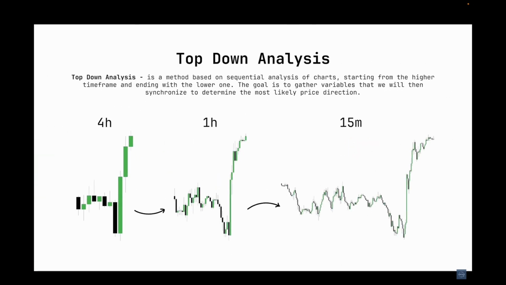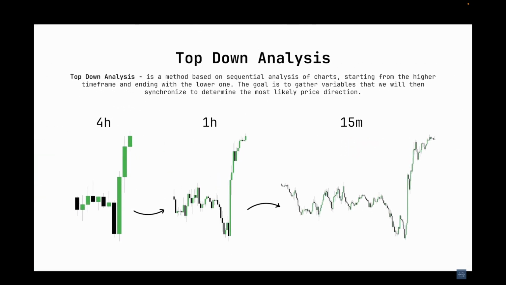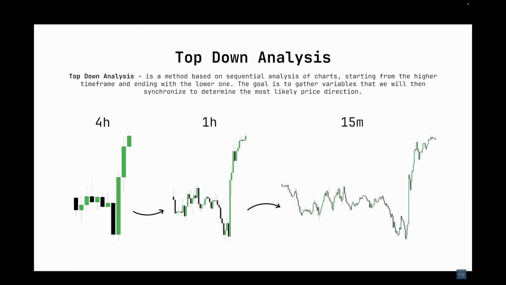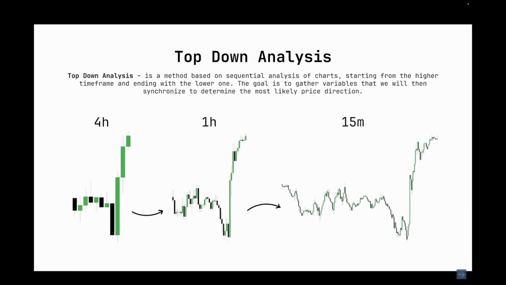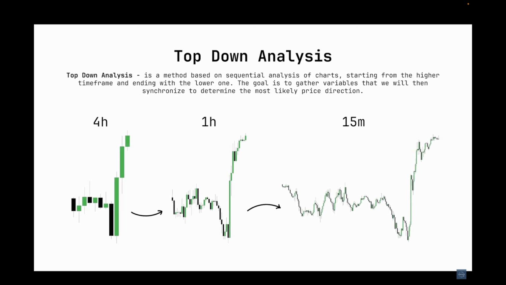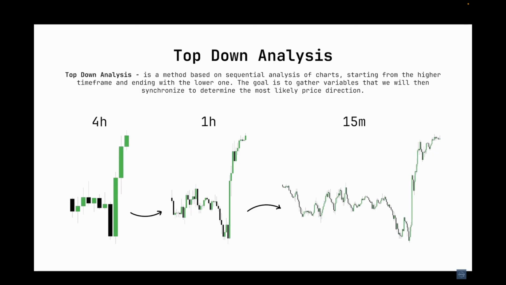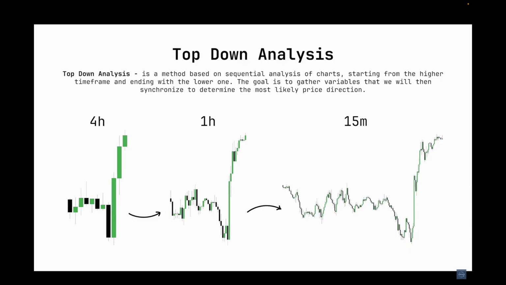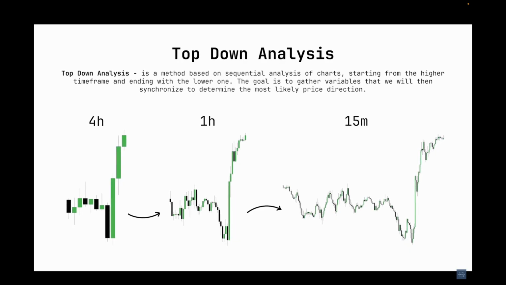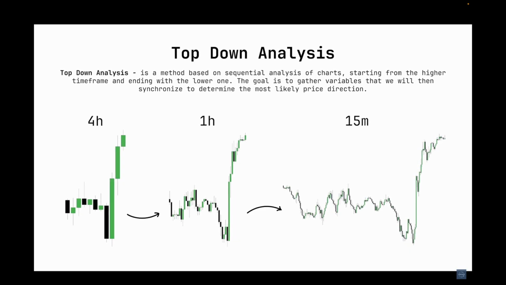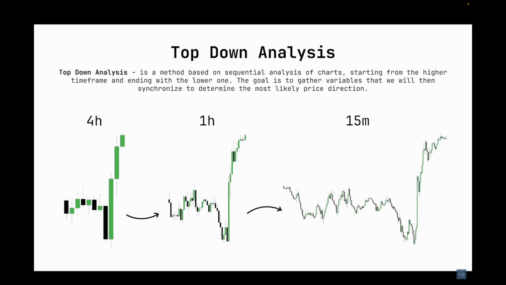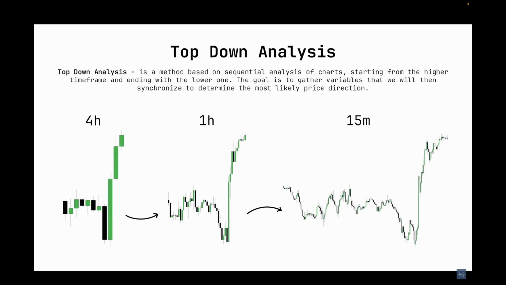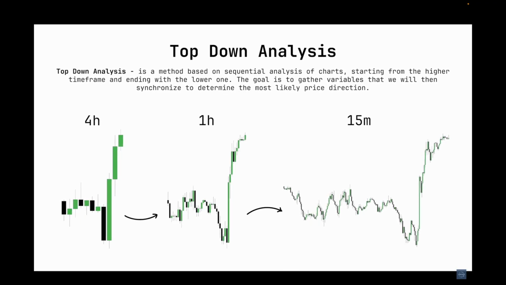The first item on our list is top-down analysis. Let's start with defining this term. Top-down analysis is a method based on sequential analysis of charts, starting from the higher time frame and ending with the lower one. The goal is to gather variables that we will then synchronize to determine the most likely price direction. In other words, to determine our bias or narrative, we need to collect information from all time frames.